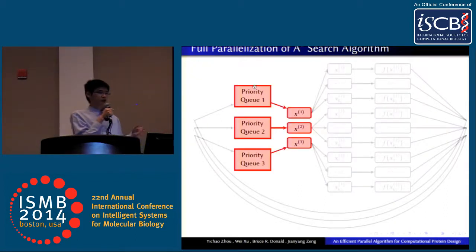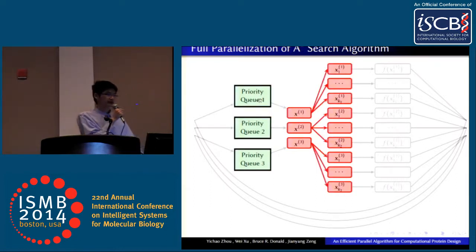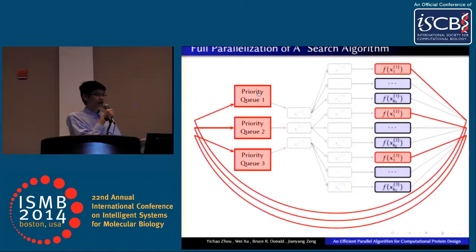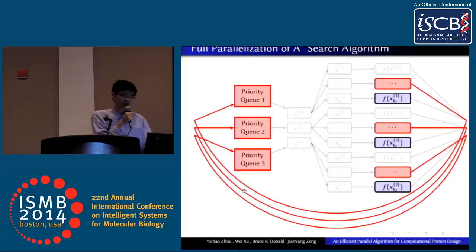In this demonstration, we will use 3 priority queues, which operate independently. Initially, we will extract 3 nodes from the priority queues. Since we have 3 priority queues, this can be directly done in parallel. We can expand the children of nodes in a parallel fashion. We can compute the heuristic function value in a parallel fashion. And we can push the nodes back to the priority queues also in a parallel fashion.